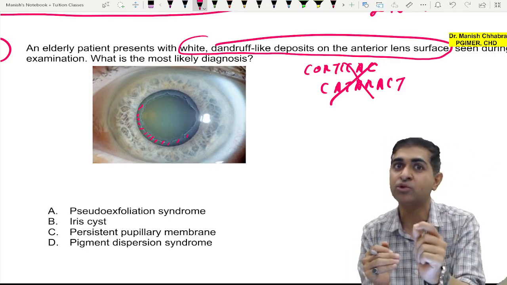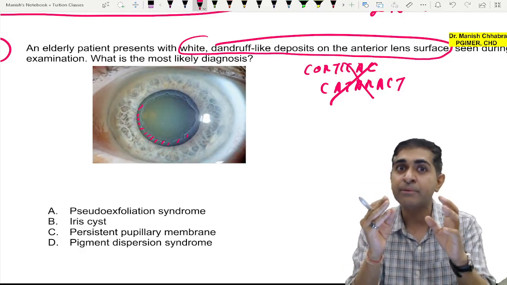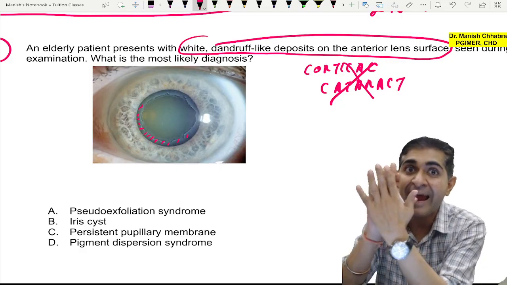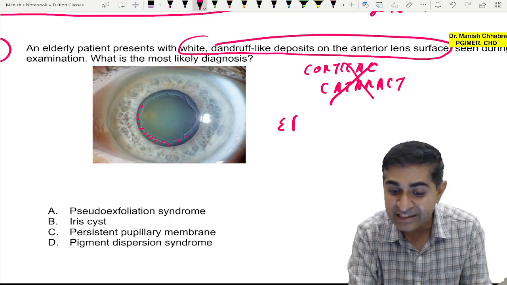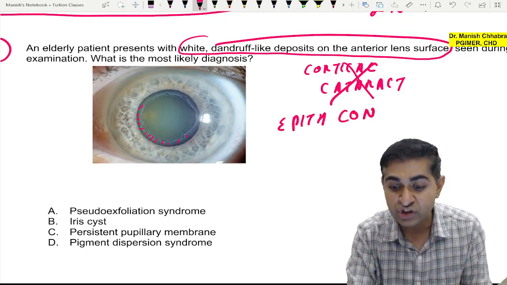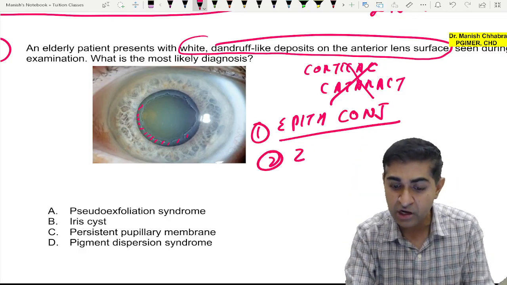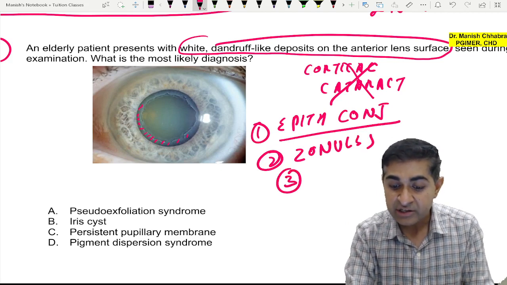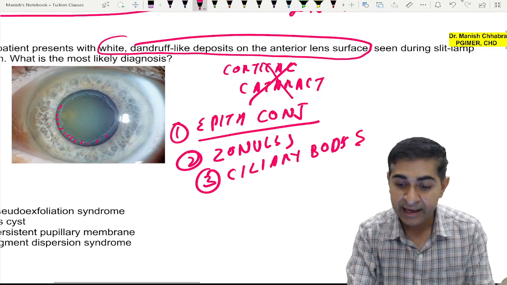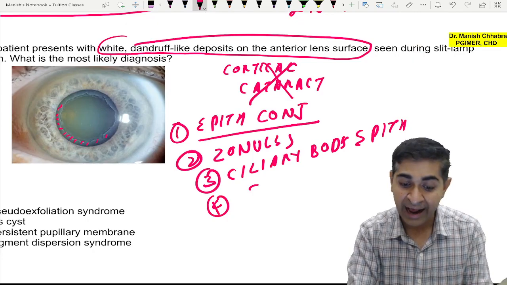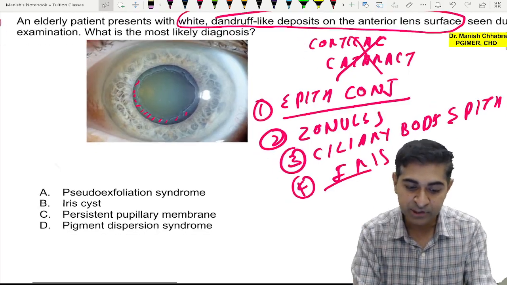I say this in my classes also. Don't confuse pseudoexfoliation with that of cortical cataract. Okay, so there are dandruff-like deposits which are present on the anterior lens capsule. This dandruff-like deposit is also present on the epithelium of conjunctiva. Usually in pseudoexfoliation, it can also be present on the zonules, ciliary body epithelium, and iris. Right? Okay. So this is of course pseudoexfoliation, but let's eliminate the options one by one.